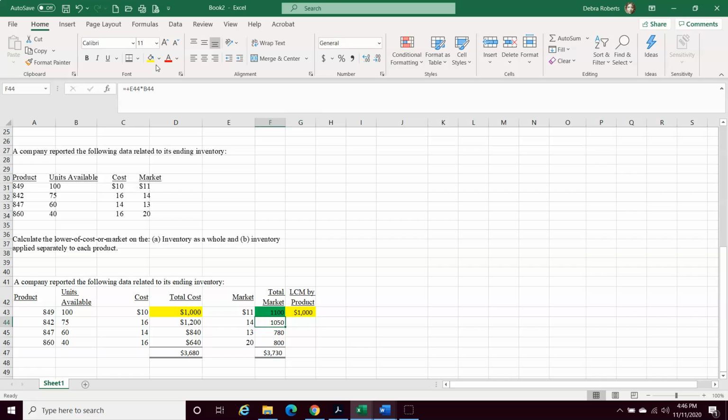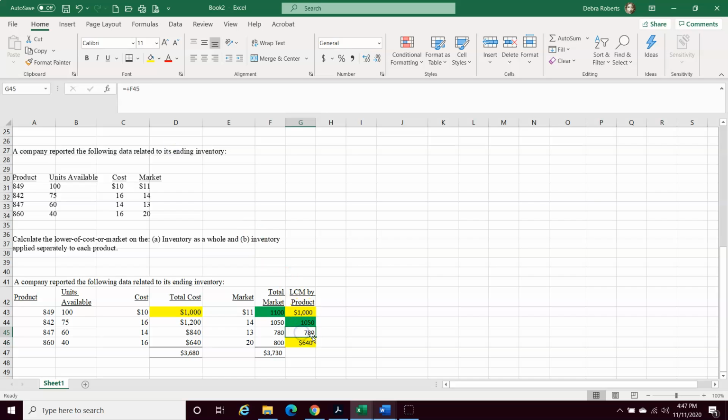In this case, we got 1,050 as our market value. We got 1,200. Well, which one do we want? We clearly want this one. We want the lower of the two. And I'm going to color code this green to match the market. The same thing here. 780 is lower than the 840, so I'm going to use that. And the 800 is higher than the 640, so I'm going to use the 640. So the 640 is going to be the yellow.